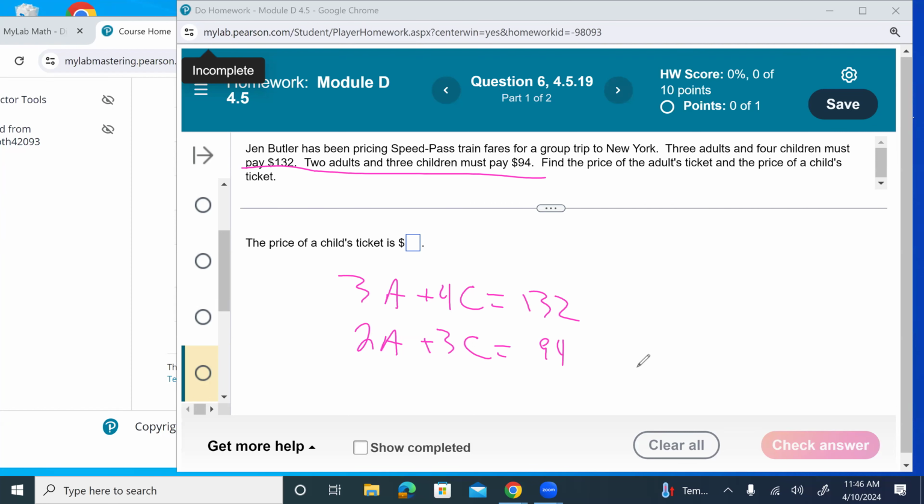Let's say you solve this, you come down and you get C equals -2. What's wrong with that? How can it be -$2? If you got that answer, what would you know? That's wrong. You did something wrong. They're not going to pay kids to ride the train. You need to recognize that it's not that.